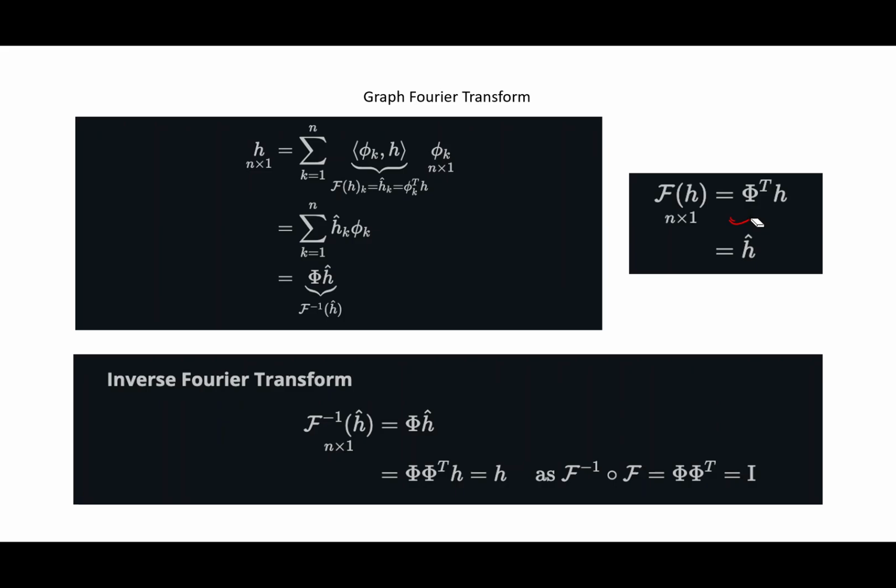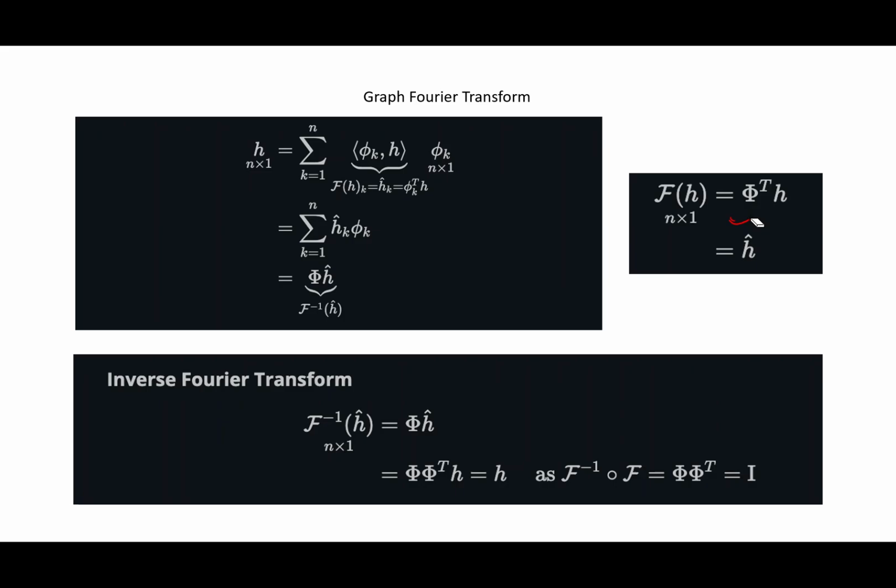We have a function h, and we want to find its coefficients in a new basis. All we do is take dot products with each and every vector of that basis, and those are the coefficients that go along with each and every vector of that basis. So that's what we are doing here: phi k, inner product with h.